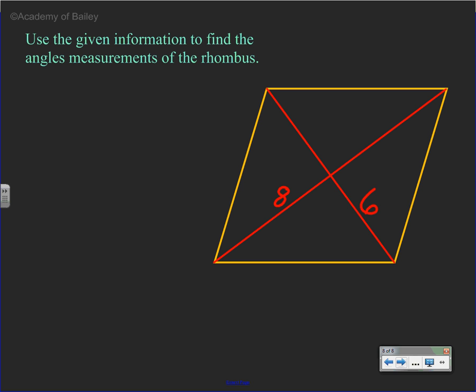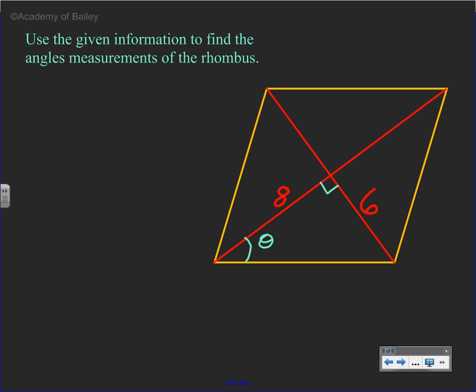So there are lots of things we know about a rhombus. We know a rhombus is a parallelogram, and the diagonals of a rhombus are perpendicular. So they're perpendicular, therefore this makes a right triangle. We know two of the sides, so we can find this angle here. That angle is the angle we need to find.